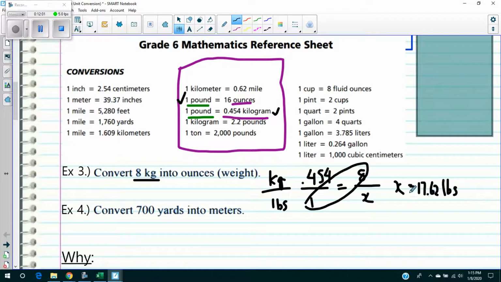All right, now we're not done, right? Because that's just the pounds. So now I'm going to turn pounds to ounces. So 17.62 pounds to ounces. How many ounces? Now I kind of got the order wrong, so that's not really good. Okay, I'm going to erase. Hold on.